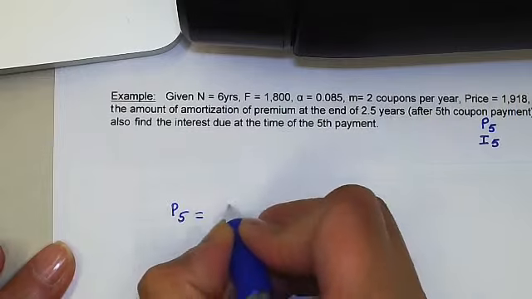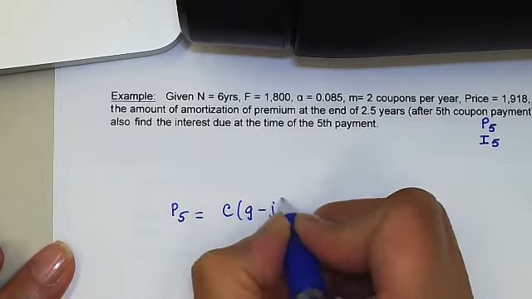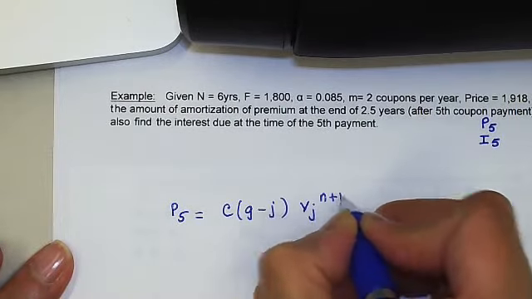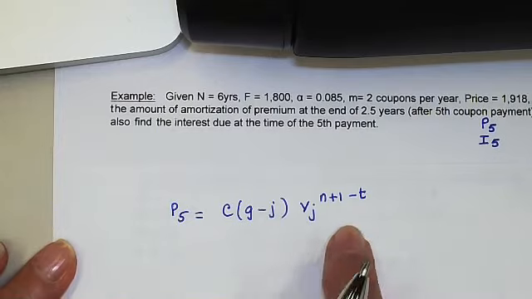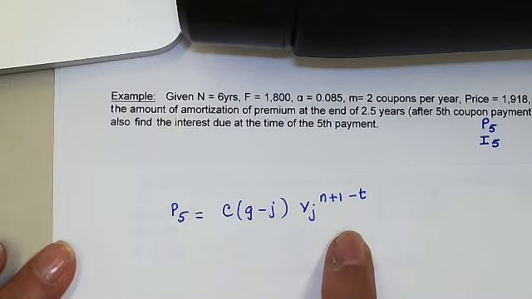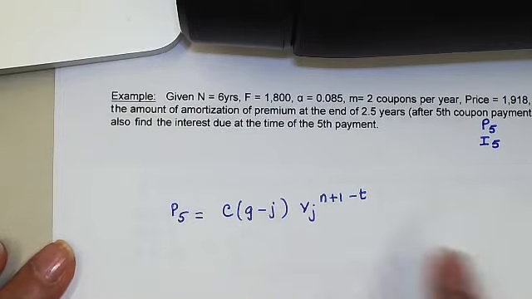They're asking me about P5, so I have a quick and dirty formula for P5, right? What is the formula for P5? G minus J. Yeah, so we have this. P5 is equal to C, G minus J, Vj to the n plus 1 minus t. I could do that. Or I could go the long route, right? And I'm going to do both.